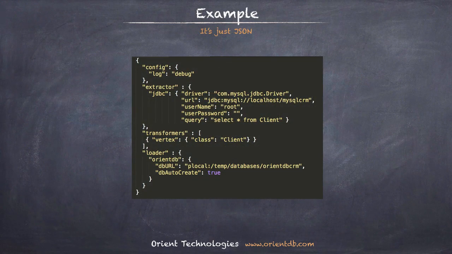The system revolves around JSON files that you define. This is an example of an ETL description for connecting with a MySQL database and pulling the data into OrientDB. There are many options we won't be able to cover in this session, so you can refer to our documentation to understand all the options available to you.